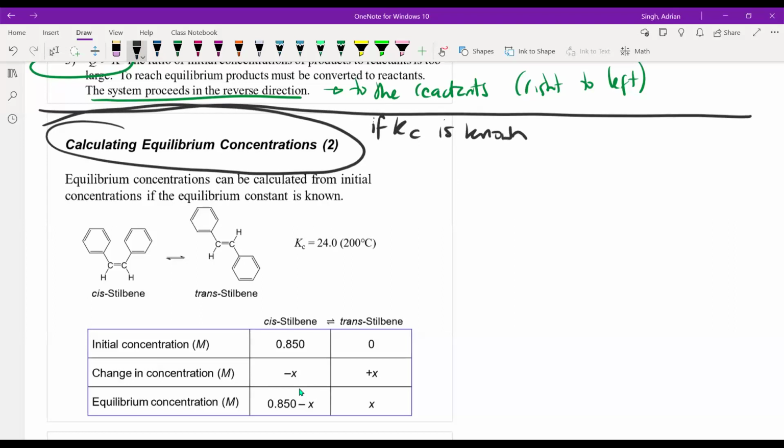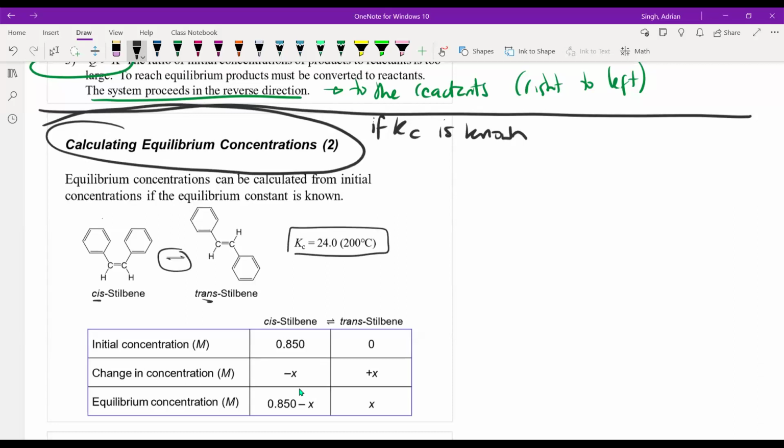We have this molecule on the left called cis-stilbene. You will learn more about cis and trans isomers when you get to organic chemistry. This cis-stilbene can convert into its other isomer, its other form called trans-stilbene. And this is equilibrium, it's a reversible reaction. And we're told that the Kc value for this at 200 degrees Celsius is 24.0.